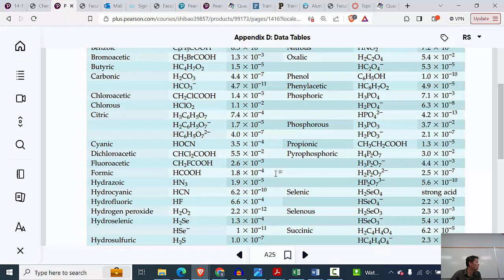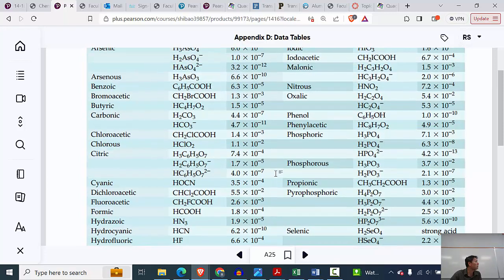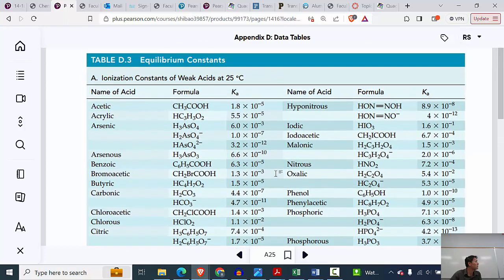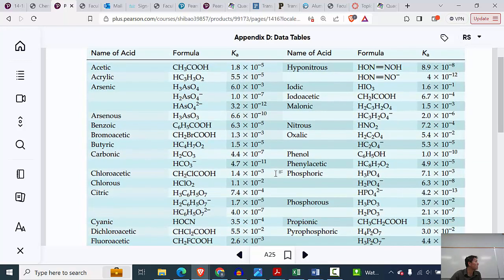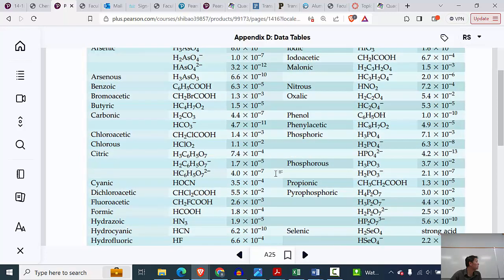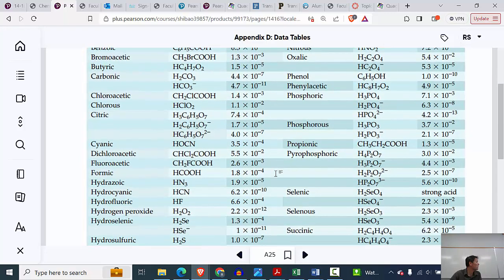But I want to pick this one because it's a monoprotic acid. If I pick something like pyrophosphoric, that is a quattroprotic acid, so it has 4 acidic hydrogens. Phosphoric is a triprotic acid. And we have some diprotic acids like malonic acid and oxalic acid. Citric acid is triprotic. So we're just going to look at HCN.